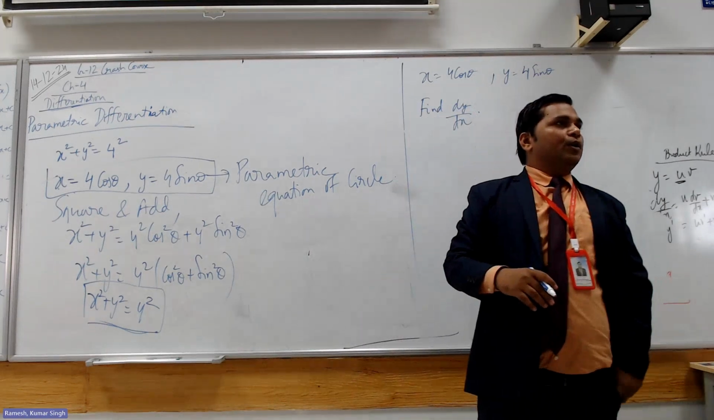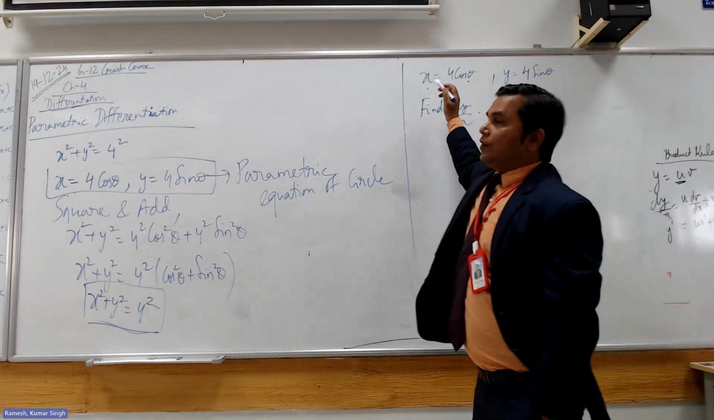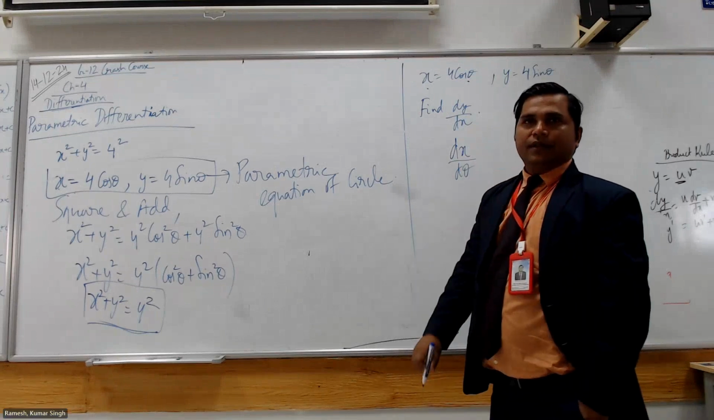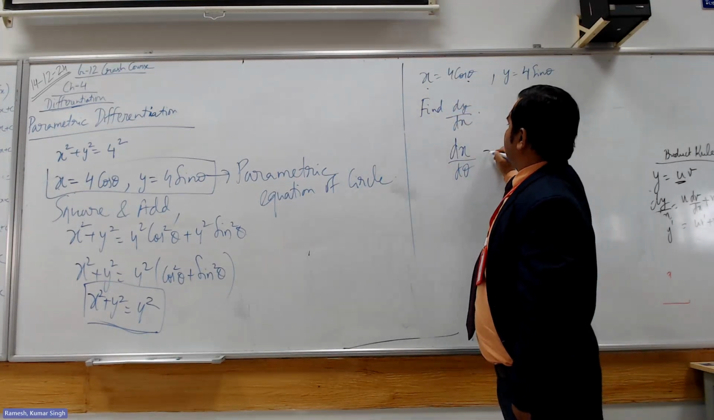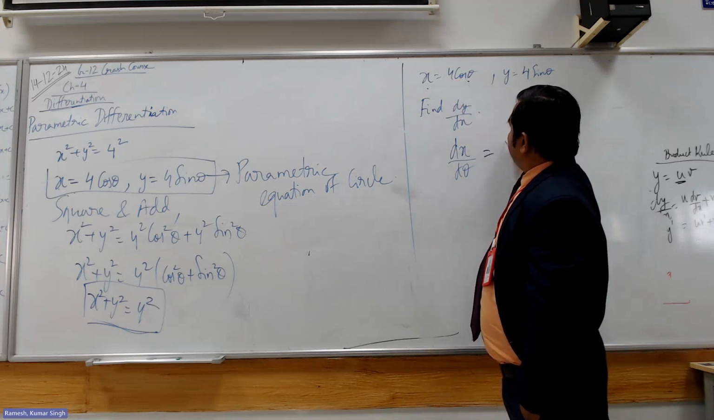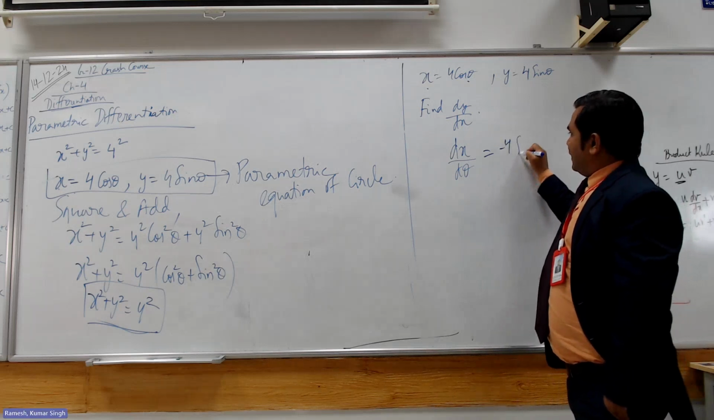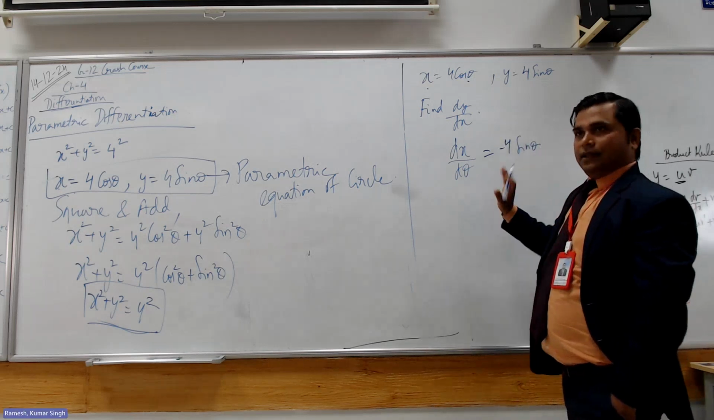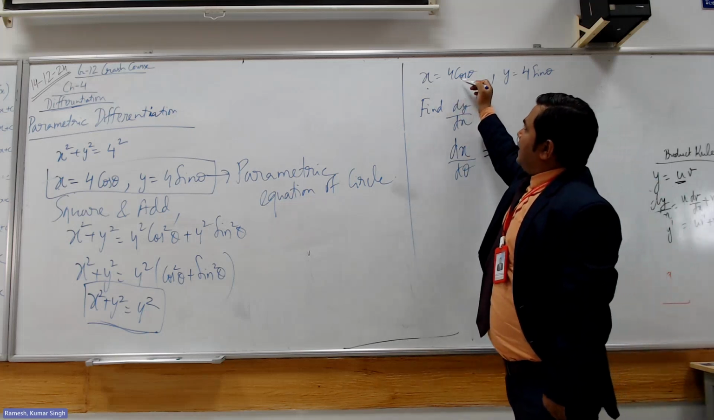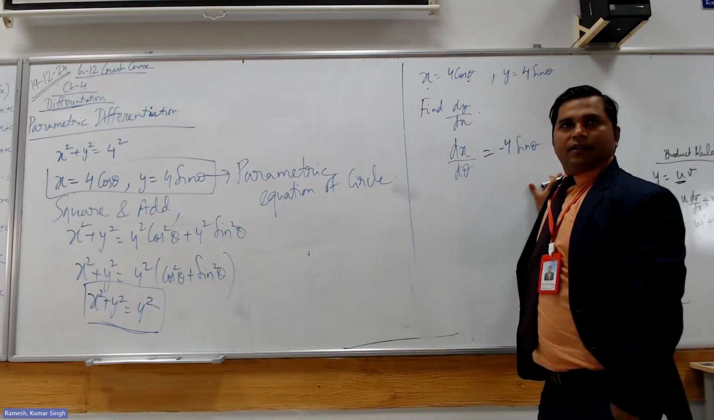So what are we gonna do? Simple. See, x is given in terms of theta. From here, we can find dx over d theta. What is dx over d theta? Tell me. Minus 4 sin theta. Yeah, that's it. Am I making sense? See, we are differentiating in terms of theta. So it's simple. Negative 4 sin theta.